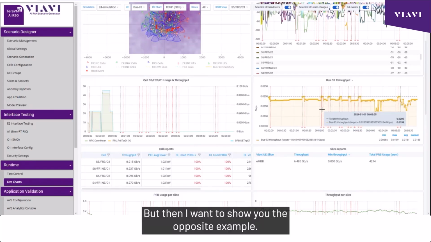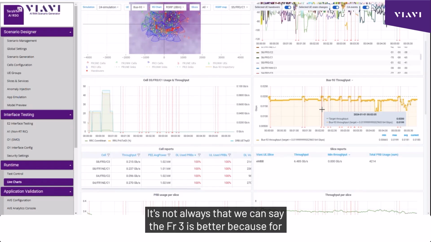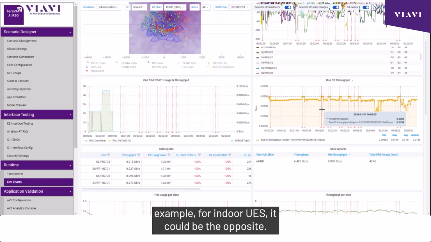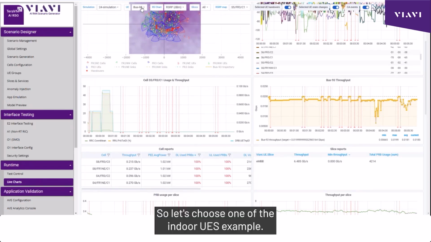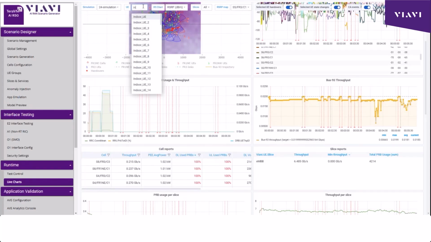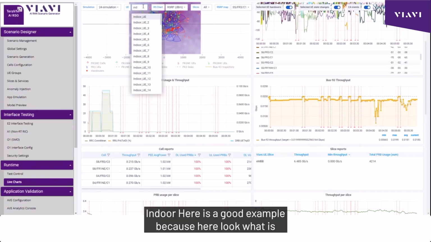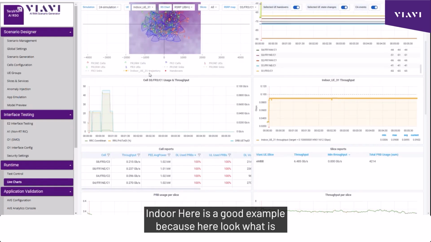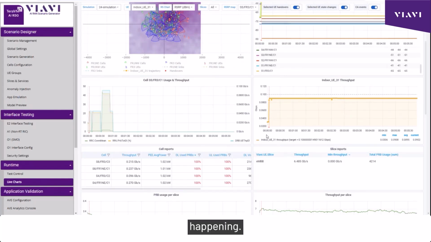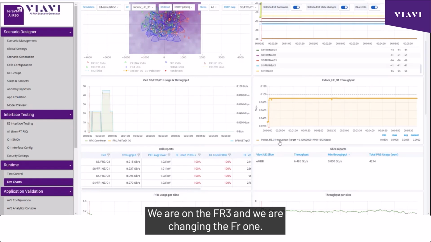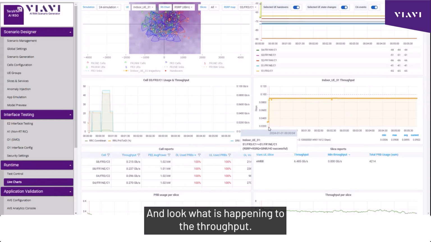But then I want to show you the opposite example. It's not always that we can say the FR3 is better, because, for example, for indoor UEs, it could be the opposite. So let's choose one of the indoor UE examples. Here is a good example, because look what is happening. We are on the FR3 and we are changing to the FR1, and look what is happening to the throughput.